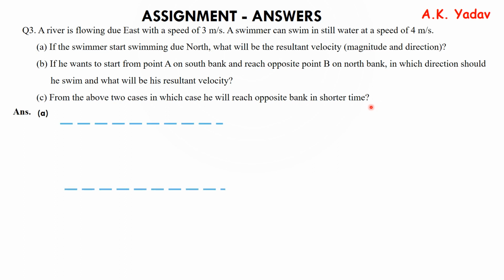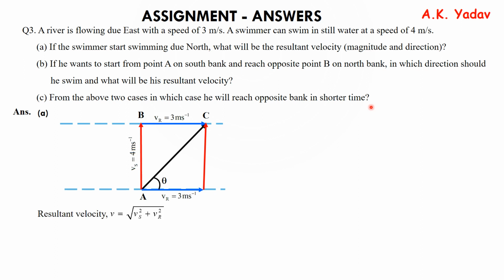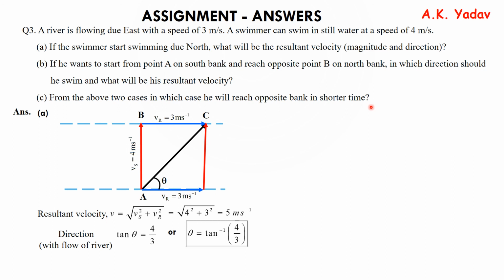So case 1, this is the river with a velocity of 3 meter per second and the velocity of swimmer is 4 meter per second. So according to the parallelogram law, the resultant will have a velocity of V is equal to under root of Vs square plus Vr square, which gives 5 meter per second, and the direction will be tan theta is equal to 4 by 3, or theta is equal to tan inverse 4 by 3.